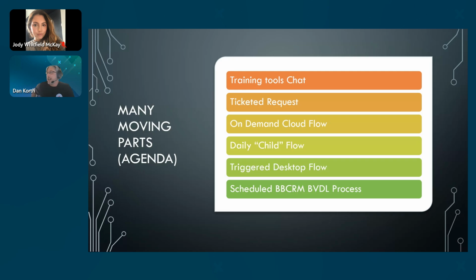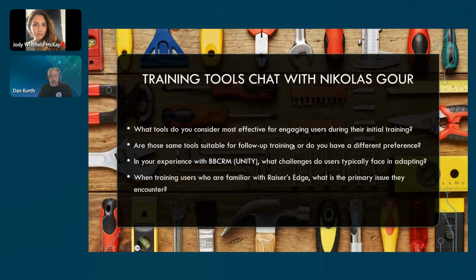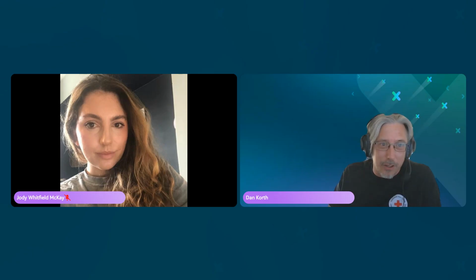Oh, hey, Tylo, good to see you here. Next, I'll talk about why we use a ticket for this request instead of any other type of request form. We'll show the build for the on-demand cloud flow, then the daily run child flow, which triggers a desktop flow, and then we schedule BBCRM to run the final parts of this queue. So lots of moving pieces, and unfortunately, I hope this isn't too jarring, but for the next part, I have to switch which screens I'm sharing so that I can bring Nick in.